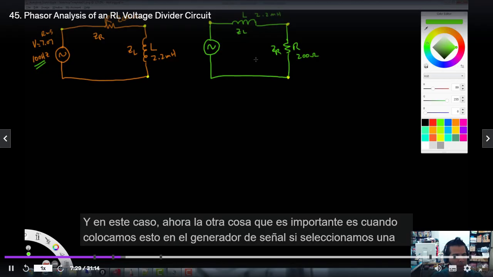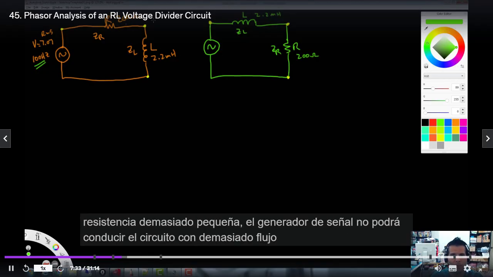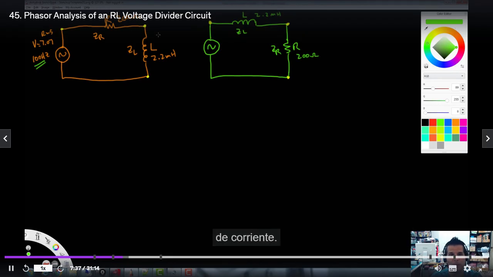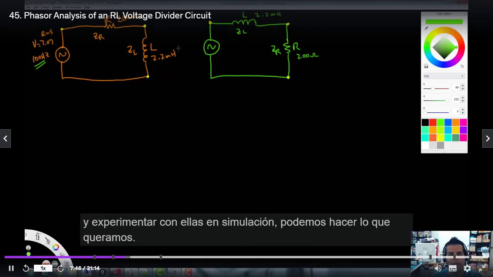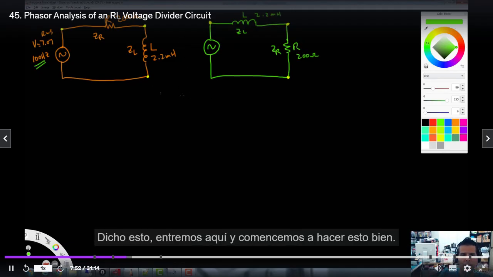Now the other thing that's important is when we put this on the signal generator, if we pick too small of a resistor, the signal generator won't be able to drive the circuit and too much current will flow. So we've got to kind of balance things. So again, you got to balance things if you want to get things to work on the bench and to be able to experiment with them. In simulation, we can do whatever we want, but on the bench, we can only do certain things with certain equipment. All right, that said, let's just get in here and let's start doing this.